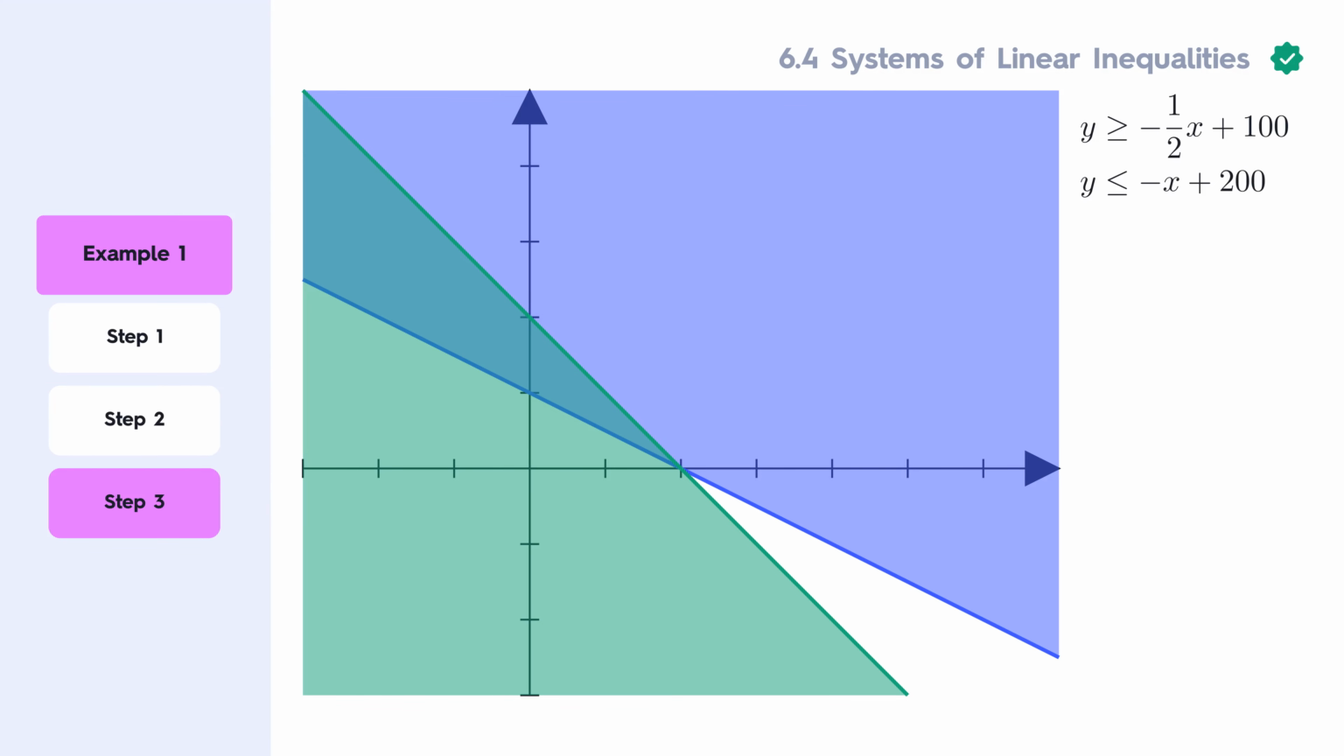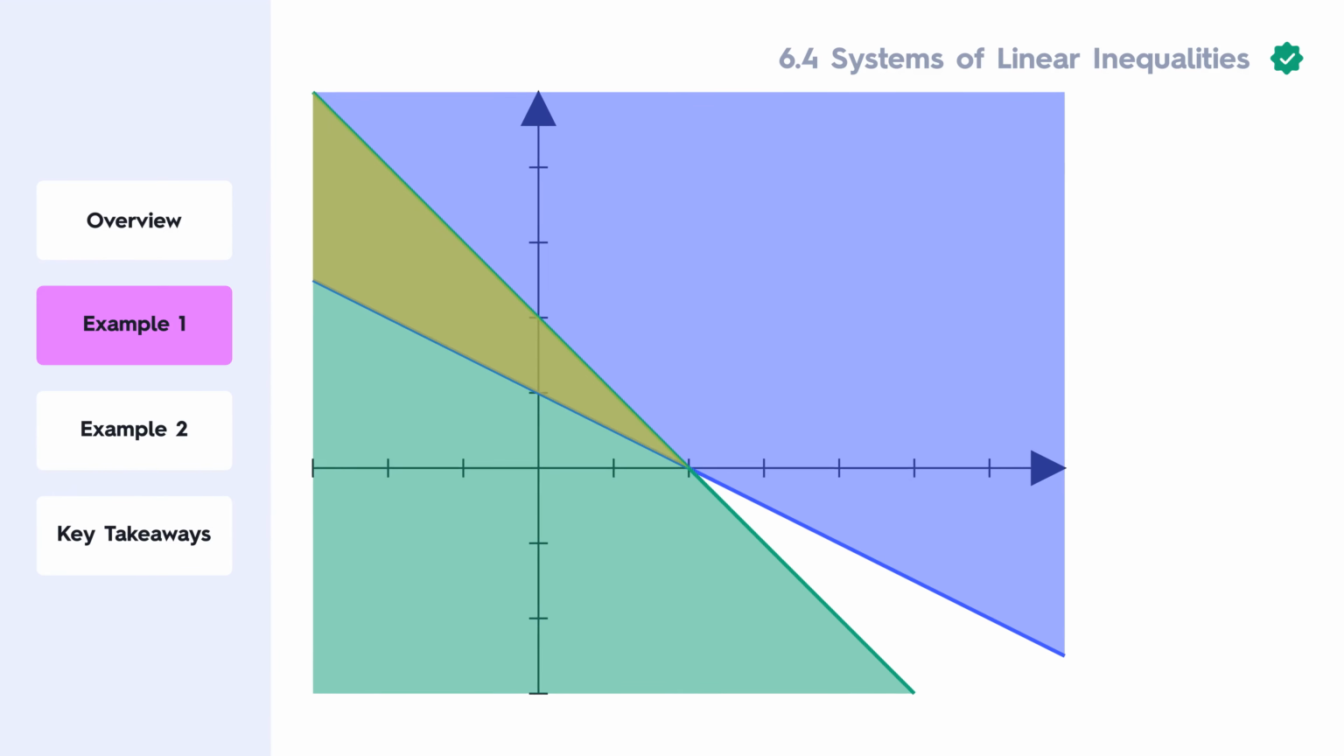To find the solution to the system, we look for the region where the shaded areas from both inequalities overlap. This intersection is the solution set, representing all combinations of student and adult tickets that meet both the revenue and ticket limit requirements. And so, these are our final answers.